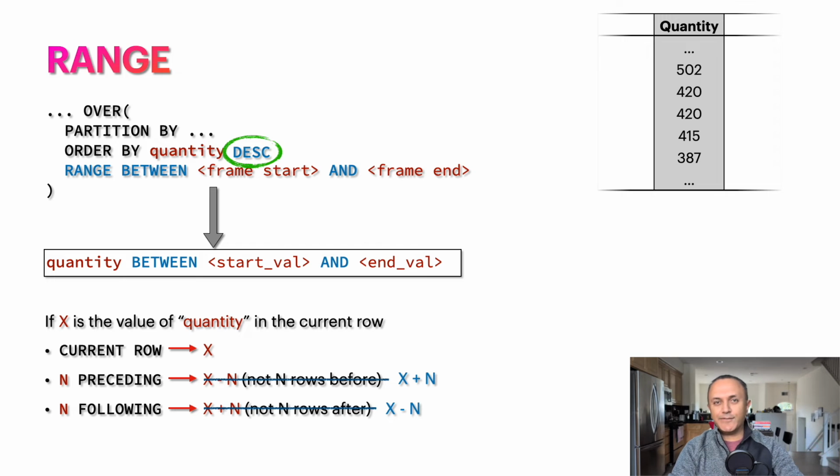The more you go after the current row, the smaller values you see, so you need to subtract. So when you use descending order, the plus and minus are reversed, so you need to keep that in mind, because otherwise you could get into some confusing situations.